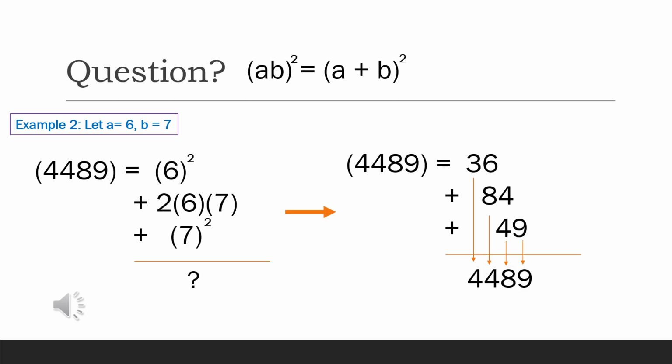So check on the right side. 6 squared is equal to 36, plus 2 times 6 times 7 is equal to 84, plus 7 squared is equal to 49. So indenting to the right, then bring down all the numbers and sum up. For example, 9, bring down 9, 4 plus 4 is equal to 8, 6 plus 8 is equal to 14, 1 plus 3 is equal to 4. So it will come up with the same answer, 4,489, as on the left side of the equation, (AB) squared.